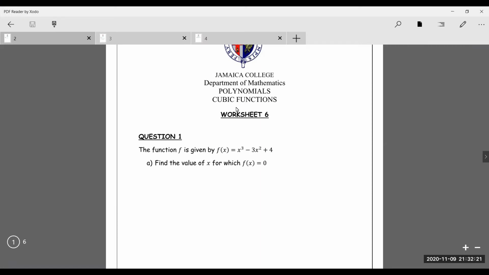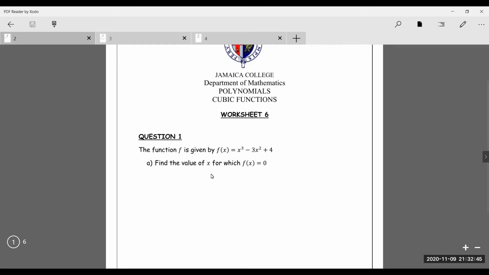F is given by f of x is equal to x cubed minus 3x squared plus 4. So we have the function f of x is x cubed minus 3x squared plus 4. And it says find the value of x for which f of x equals 0. So it's asking us to solve this cubic equation.